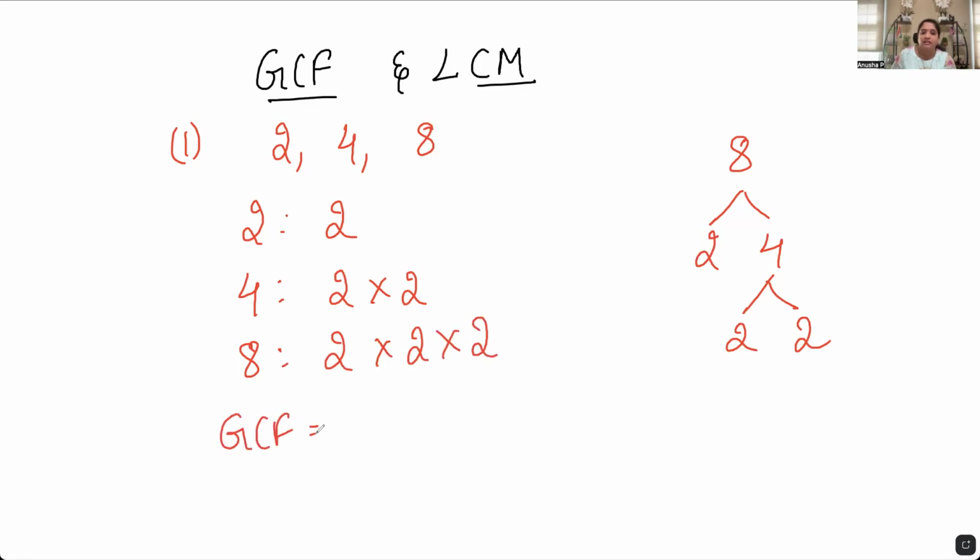GCF is the most common factor from all the three numbers. So here we have only one common factor in all the three numbers 2, 4 and 8, right? So GCF is 2.